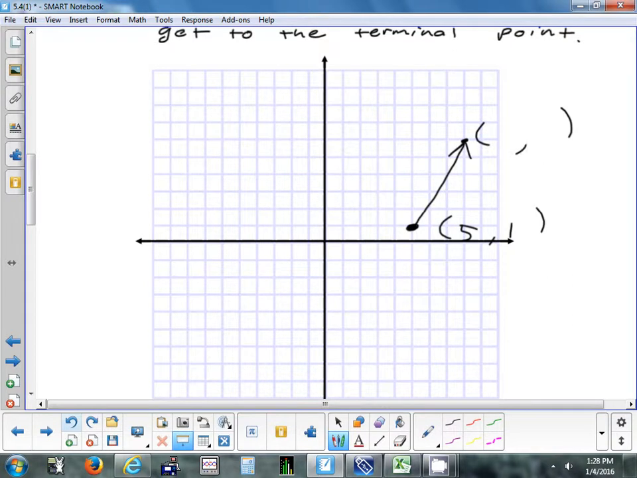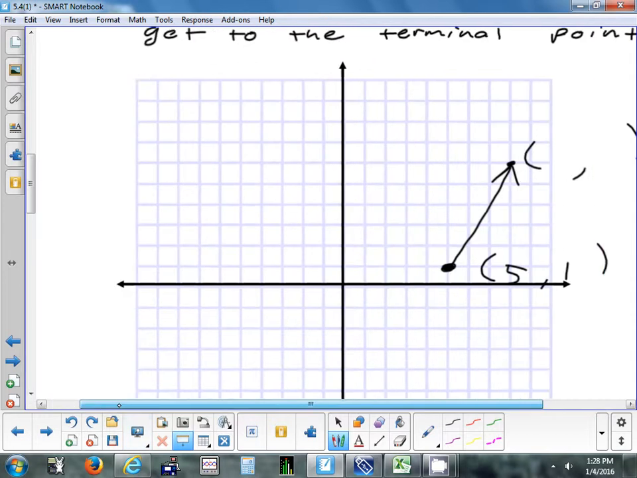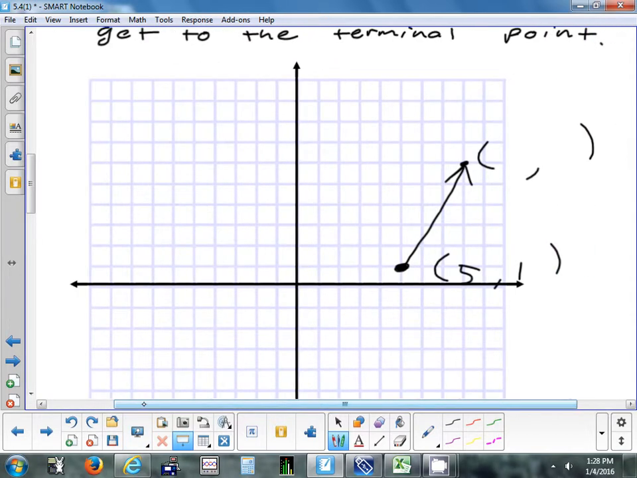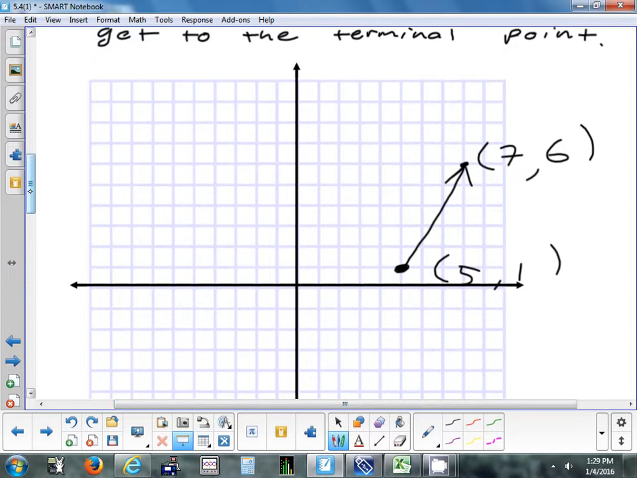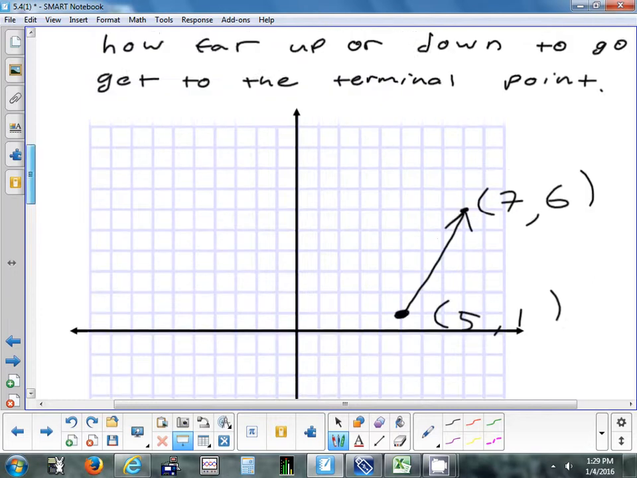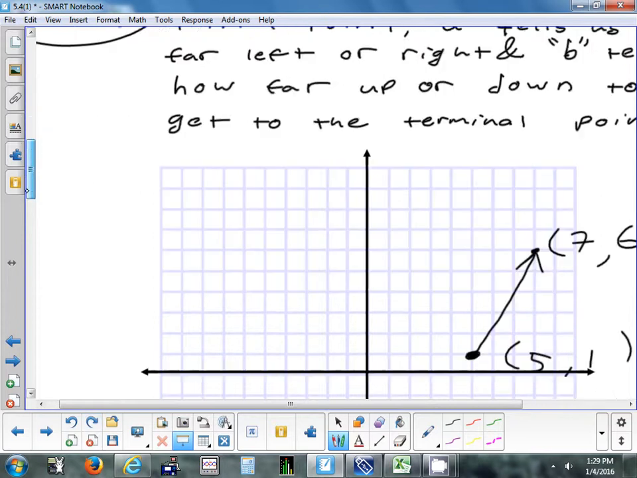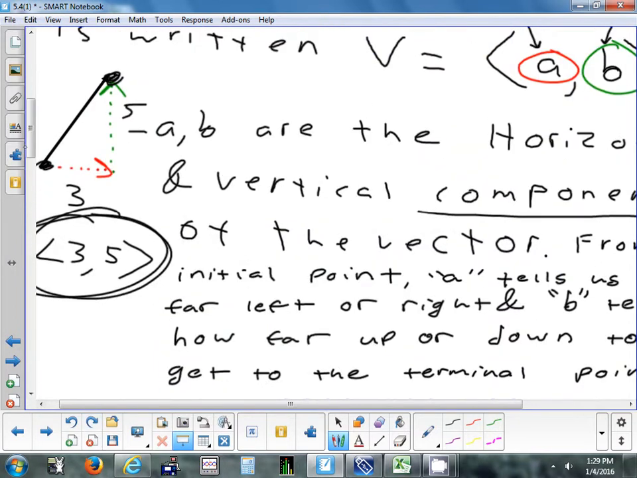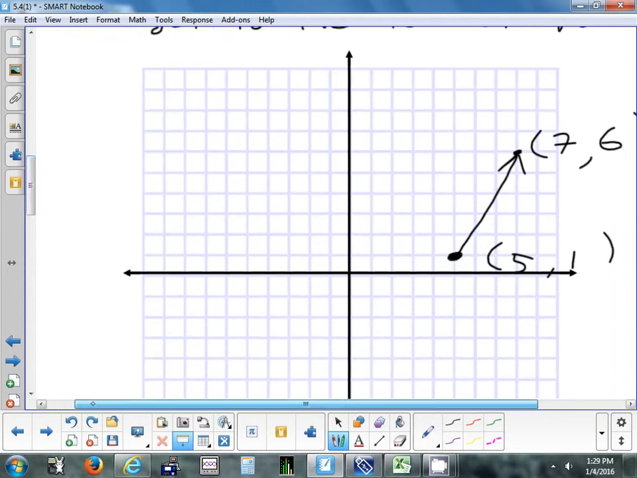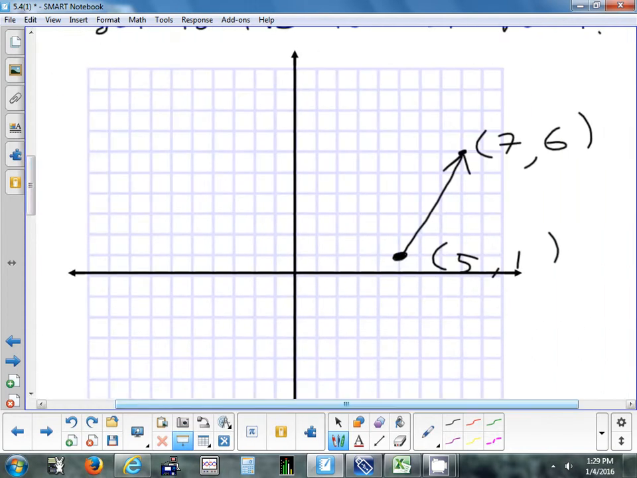And it ends, it's a little harder to see. Leah, where does this end? 7, 6. All right, so we know where the vector starts. Okay, we know where it ends. And we know that this is the answer. Okay, normally you wouldn't know this ahead of time. What can you do with those coordinates to somehow get 3, 5 as your answer?